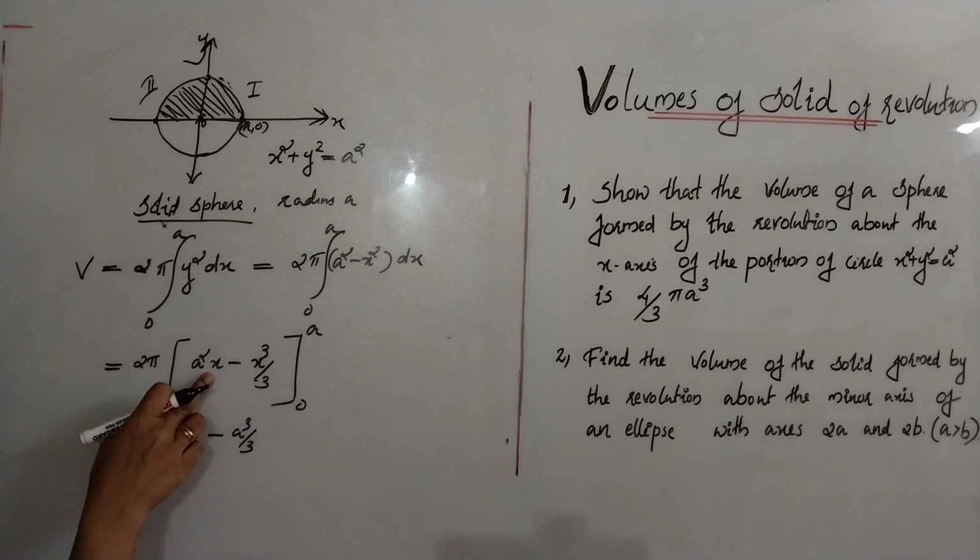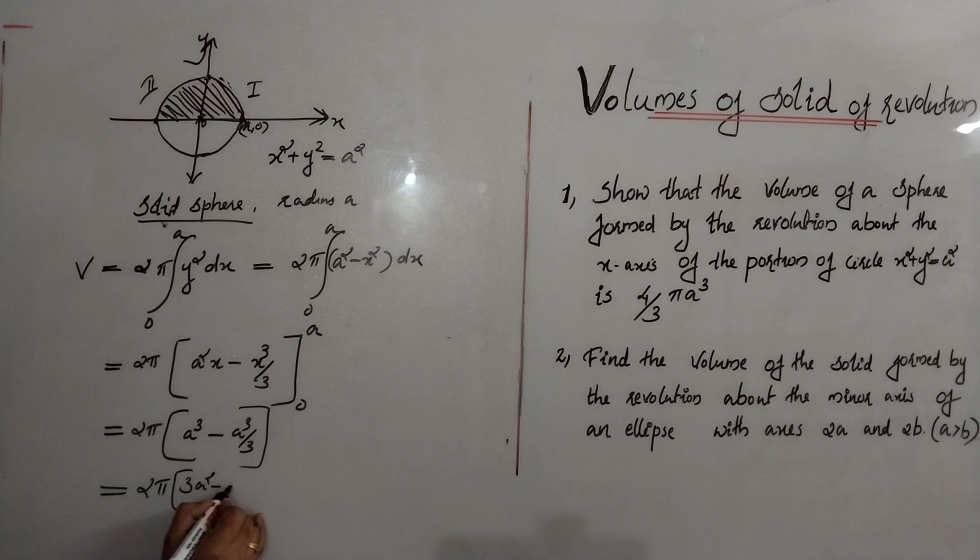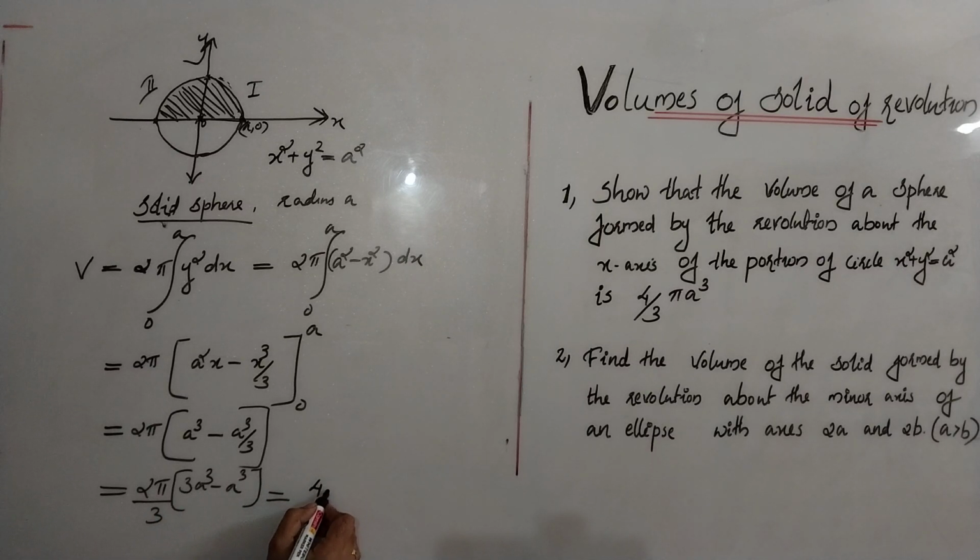When we apply the lower limit, this becomes 0. So this is 2 pi into 3a cube minus a cube divided by 3, that is 3a cube minus a cube is 2a cube, that is 2 into 2, 4 by 3 pi a cube. This is the volume of the sphere obtained by revolving a portion of the circle x square plus y square is equal to a square.